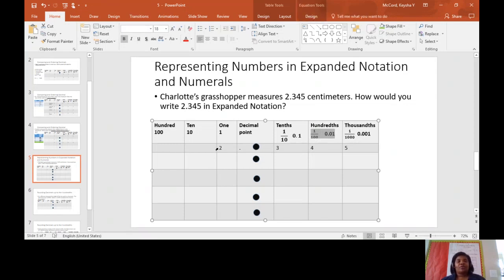So let's start off with the number 2. I'm going to write 2 right here because it's in the ones place. Now, when we write an expanded notation, all we're doing is multiplying the digit times the value of that place value. So 2 is in the ones place value. So all I'm going to do is multiply 2 times 1.